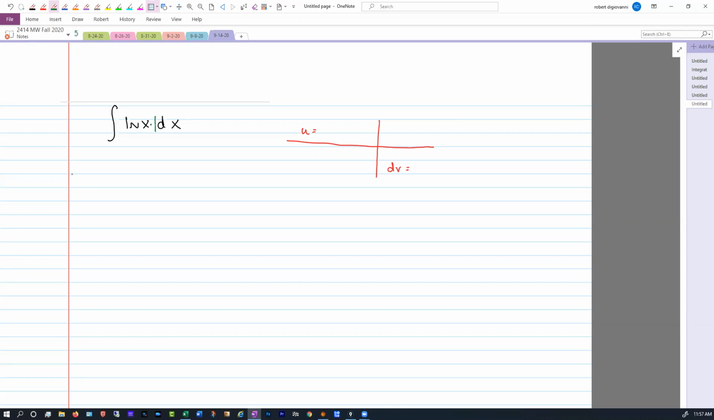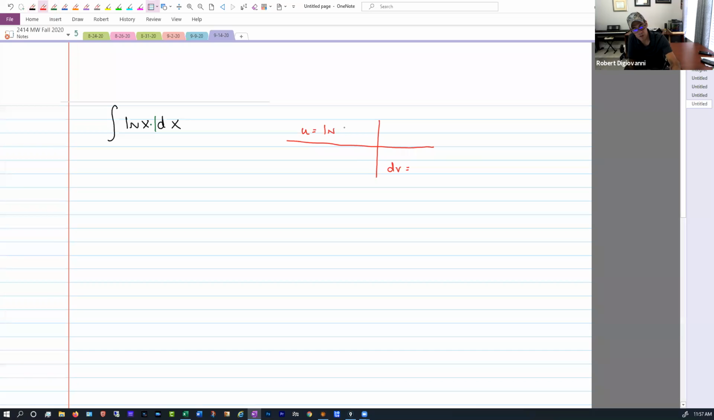U should be the natural log of x. Let's let u be the natural log of x. And then you can do a quick little mental check. I need to make sure I can differentiate that. It's 1 over x. Got it. Good, so that's okay in the table. That forces the other part, dv, to be 1 dx, right?